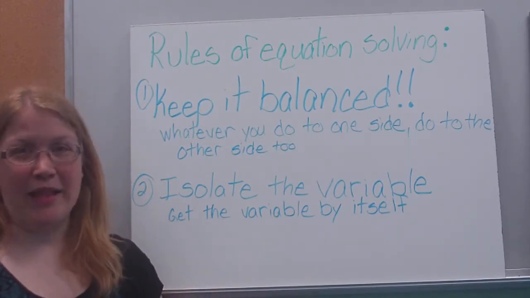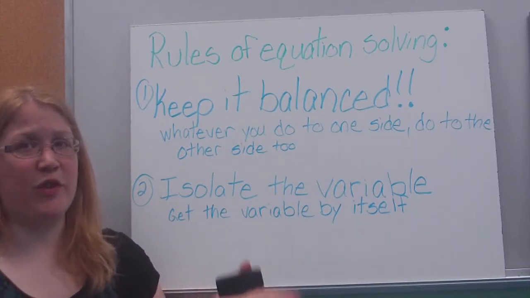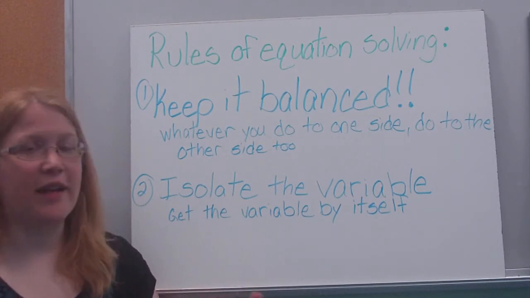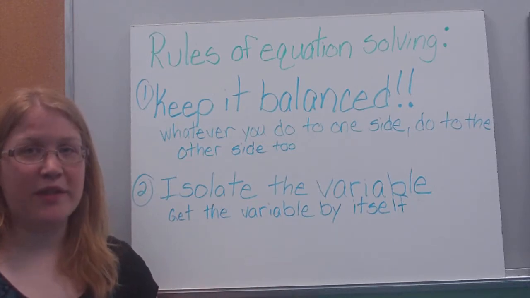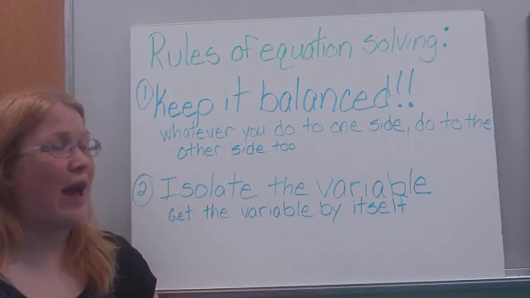You need to keep it balanced. Both sides, do whatever you do to one side, do to the other. And you're trying to isolate the variable. That's how you're solving it. Once the variable is all by itself, you have your answer.